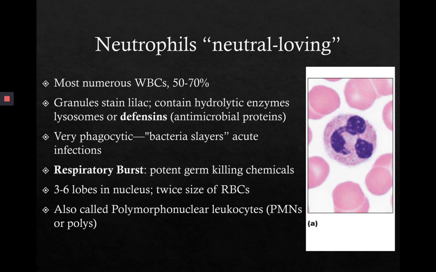Things that you can look at when you're comparing the white blood cells are the shapes of their nucleus and the general size of the cell. There are about 3 to 6 lobes in the nucleus of a neutrophil, and that's why they're also called polymorphonuclear leukocytes, or PMN, or polys, and they're about twice the size of red blood cells.